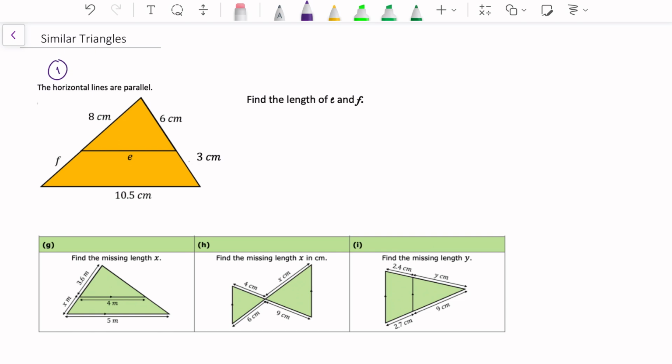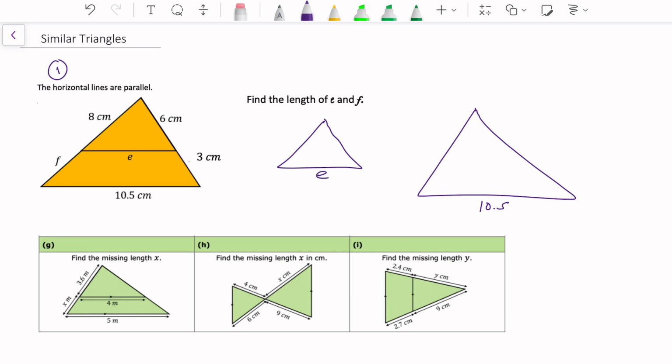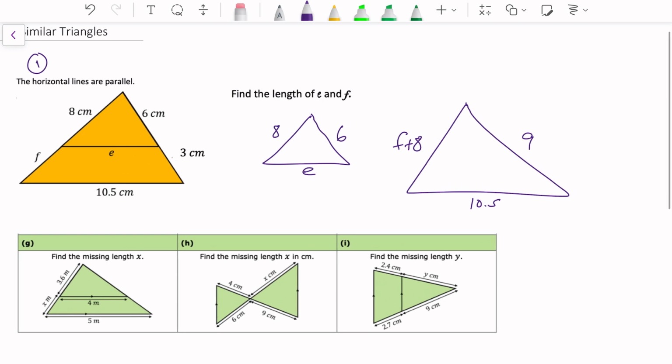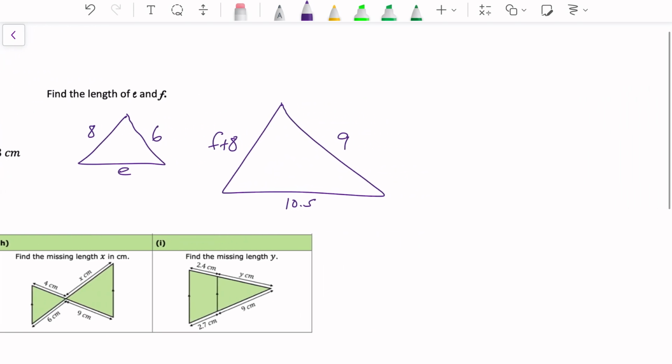So we could redraw, very badly, the two triangles and separate them. So the larger triangle, 10.5, smaller triangle, E. The larger triangle would be the 6 plus the 3, which is 9, and the smaller triangle is the 6. And then the larger triangle over here would be F plus 8, whereas the smaller one is 8. Okay, so we've got everything set up, ready to go. So all we have to do, let's move over this way a little bit.